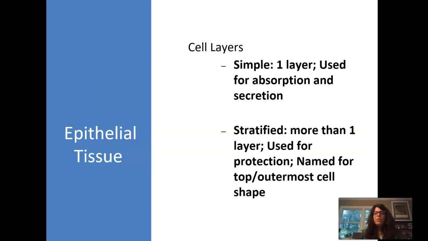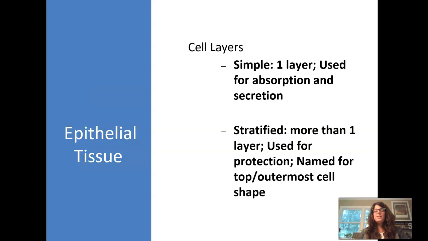Stratified is if we have more than 1 layer in the tissue, and then we would name the tissue based on the cell type in the very top layer. So stratified squamous epithelial, stratified meaning it has more than 1 layer, squamous meaning the top layer is squamous cells. Stratified cuboidal, more than 1 layer, top layer is cubes. Stratified columnar, more than 1 layer, top layer is columns.